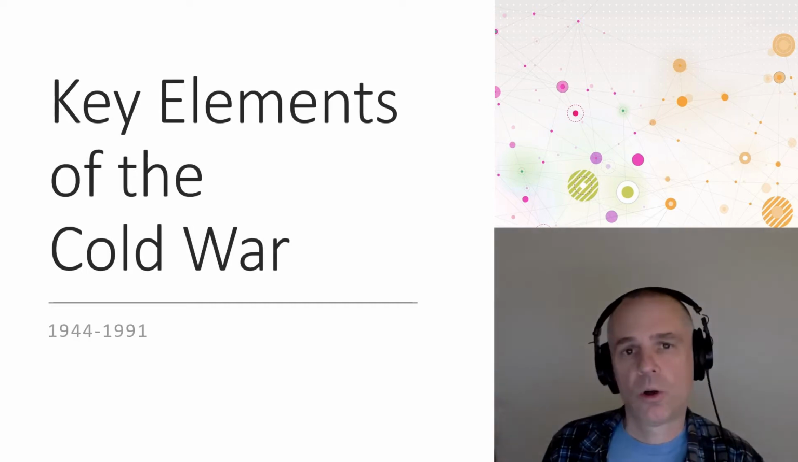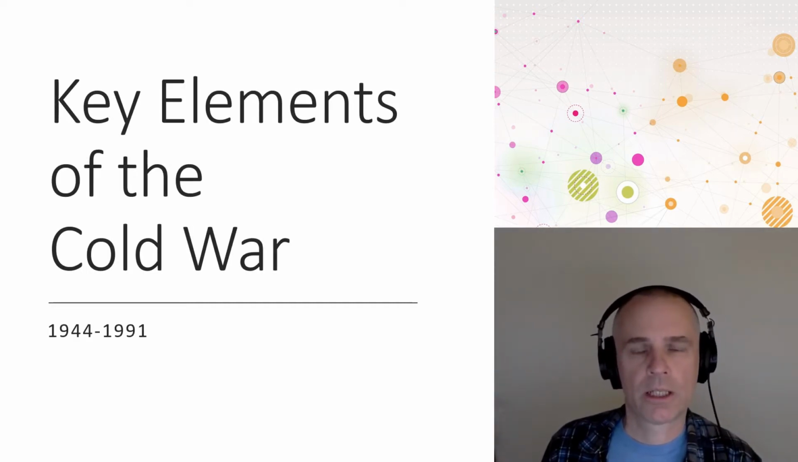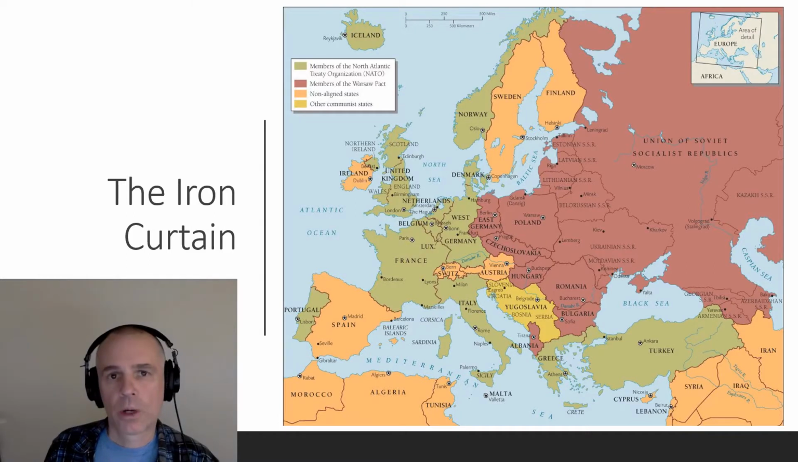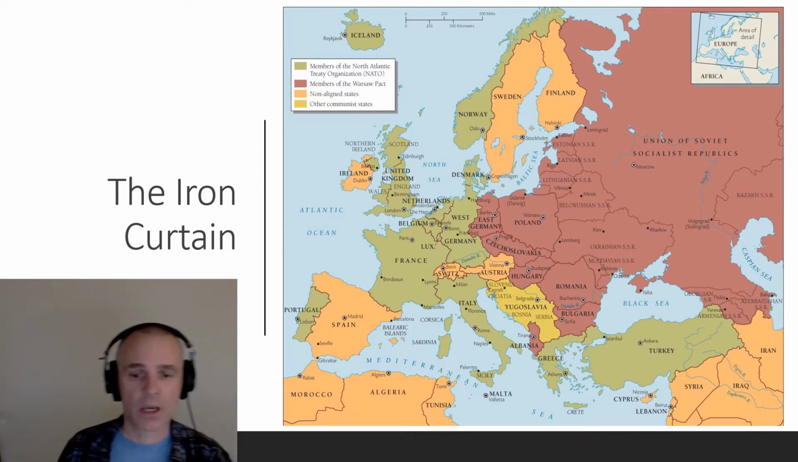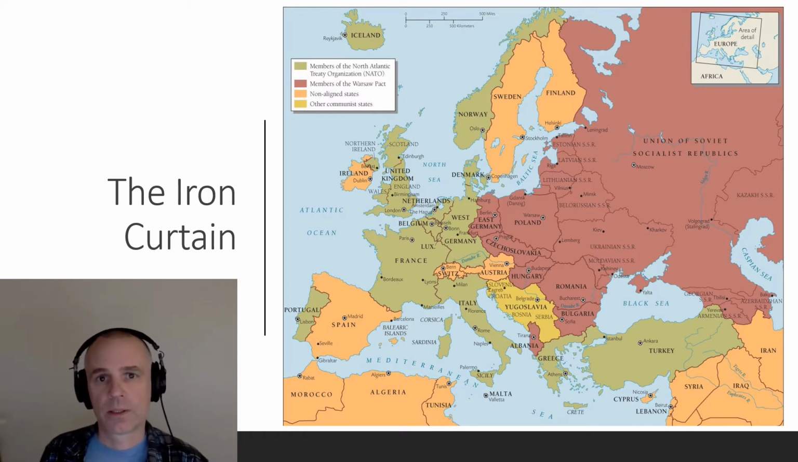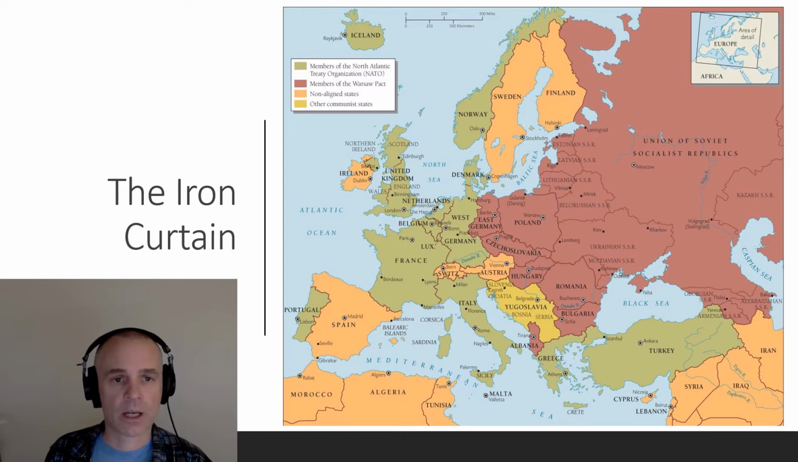Key elements of the Cold War, 1944 to 1991. One of the key ideas of the Cold War was the Iron Curtain, the border between the Warsaw Pact in the east, or the Soviet-dominated forces, and the NATO forces in the west, or those led by the United States and Britain and France. So basically there was this huge accumulation of military forces on both sides, conventional weapons, meaning like tanks and infantry and things like that, and also nuclear weapons.